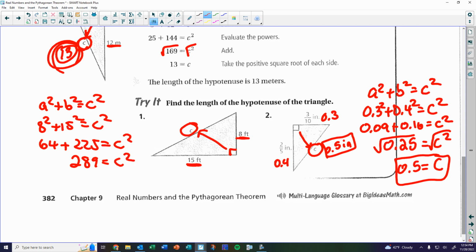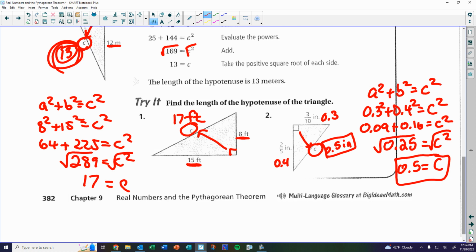And now I square root both sides to get c by itself. The square root of 289 is 17, so this is 17 feet. And again, it's bigger than 15, it's bigger than 8. That's our longest side, so I'd say it's pretty correct. Okay, so that's find the hypotenuse.